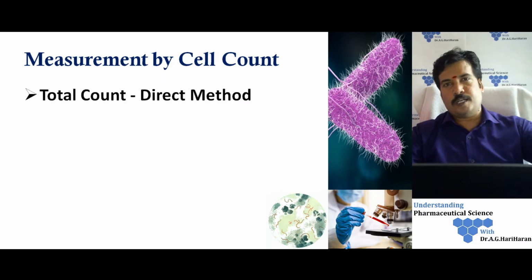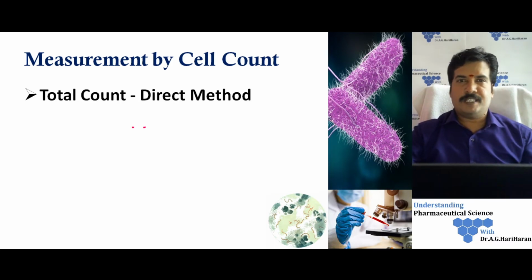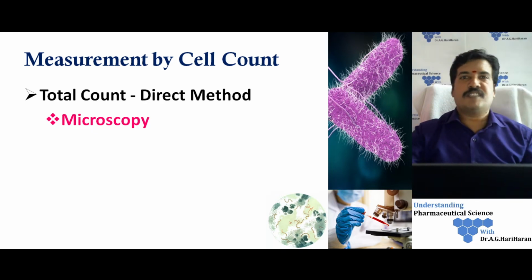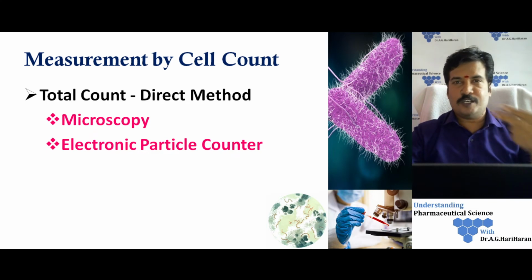One is the total count or direct method. This can be performed in two ways, either with the help of microscopy, like Breed's method, Wright's method, or the Petroff-Hausser method, which is currently employed. This helps to directly count the number of cells present in a particular sample. The second is the electronic particle counter. We are going to discuss elaborately one of the electronic particle counters, that is the Coulter counter.